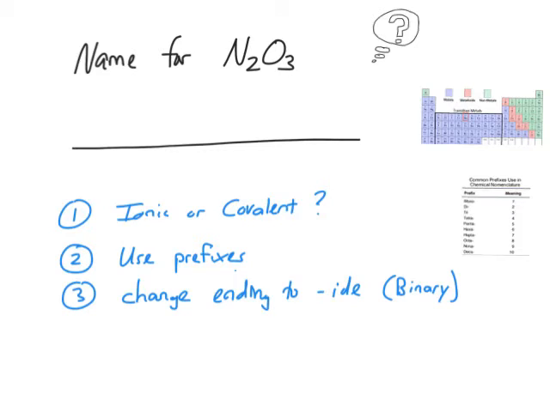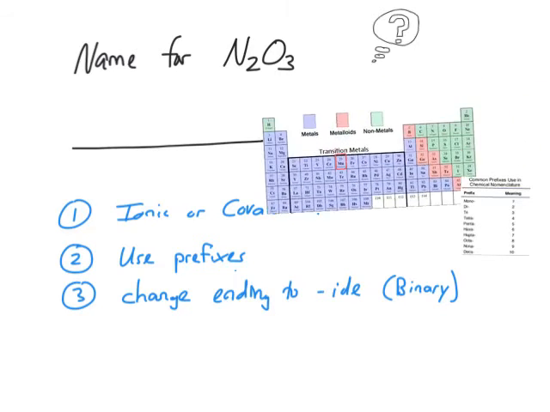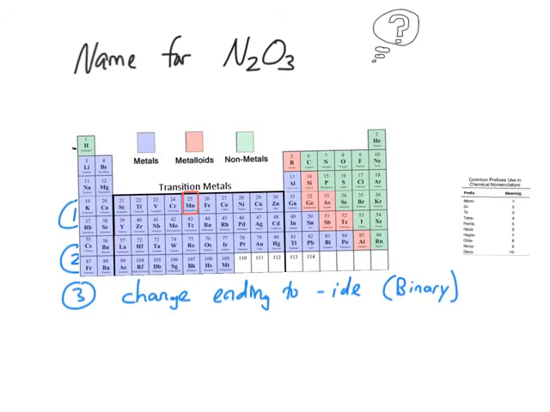Great job on the last one. Let's give this next one a try. We're going to write the name for N2O3. Once again, I'm going to check on the periodic table to find nitrogen. And in this case, nitrogen is on the nonmetal side of the periodic table.